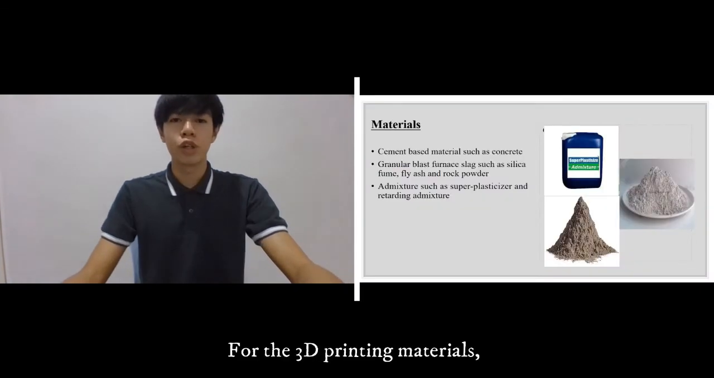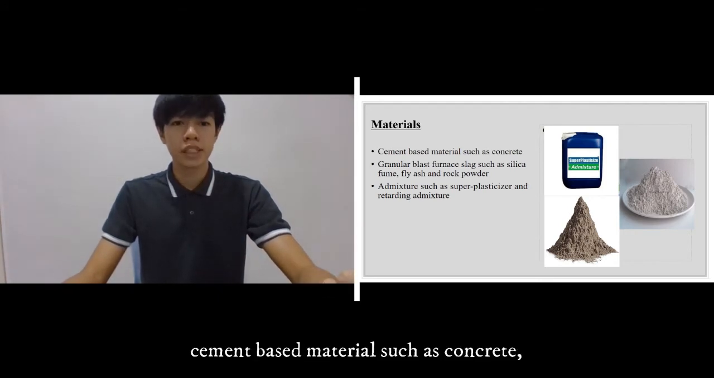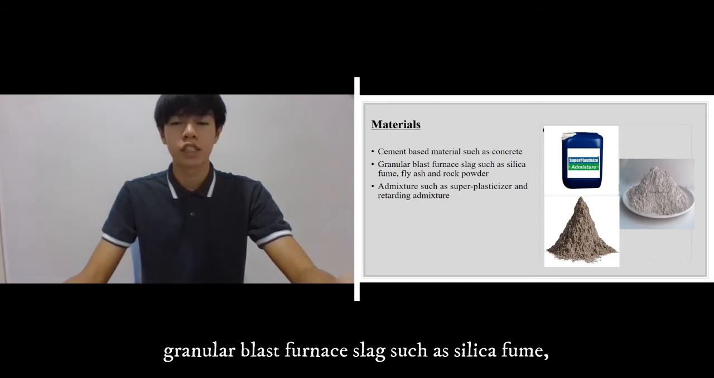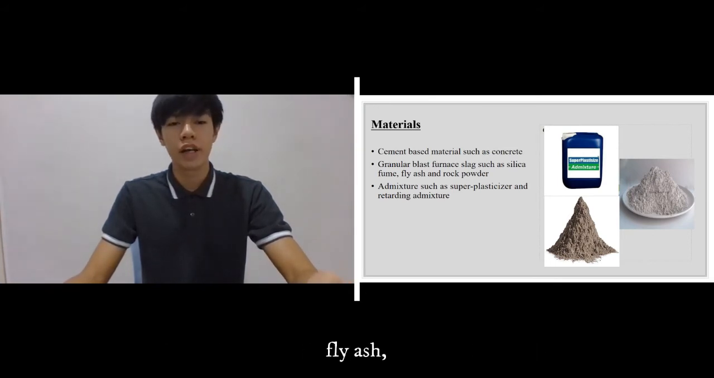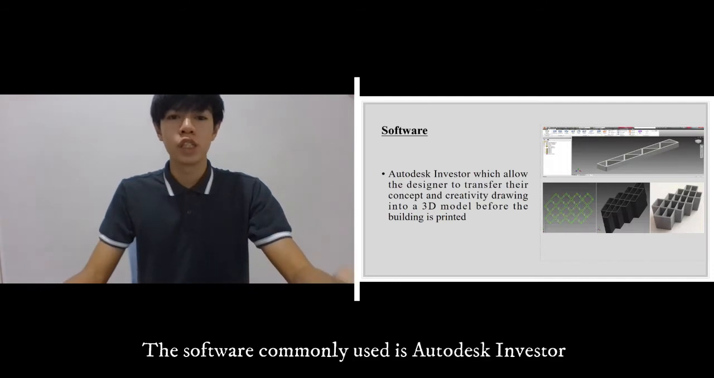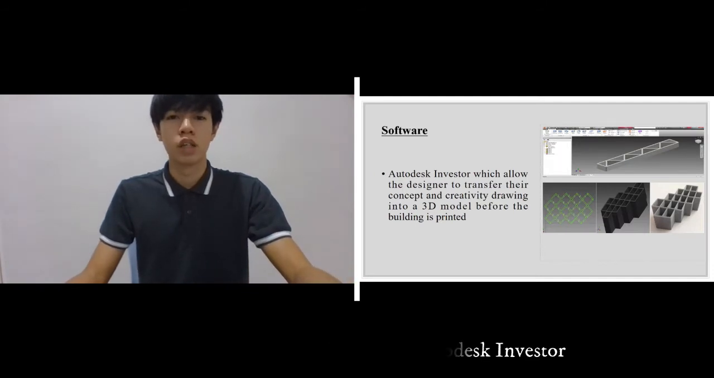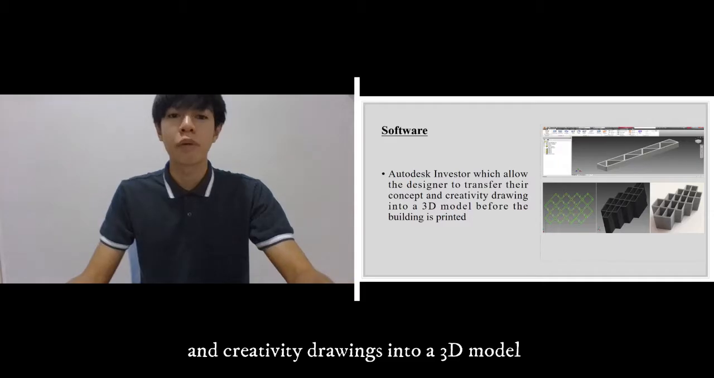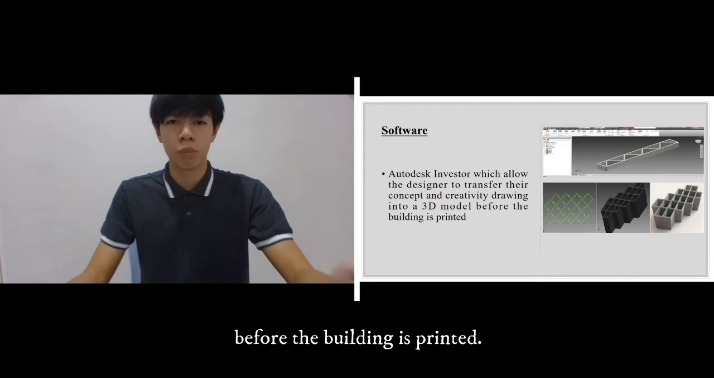For the 3D printing materials, the main materials used are cement-based materials such as concrete, granulated blast furnace slag, silica fume, fly ash, and rock powder, as well as admixtures such as superplasticizer and retarding admixture. The software commonly used is Autodesk Inventor, which allows the designer to transfer their concept and creative drawings into a 3D model before the building is printed.